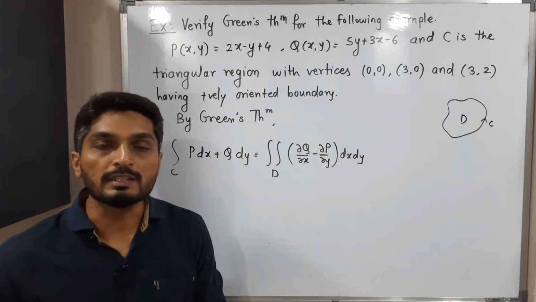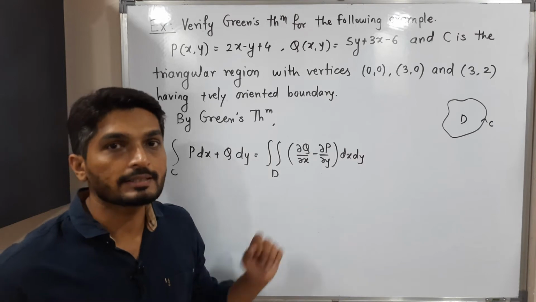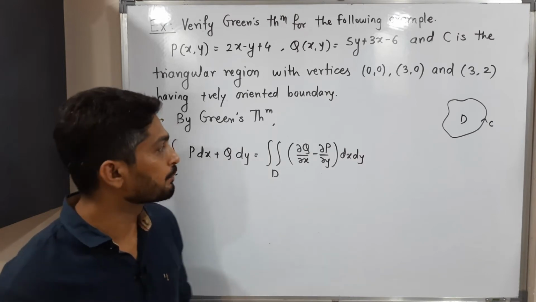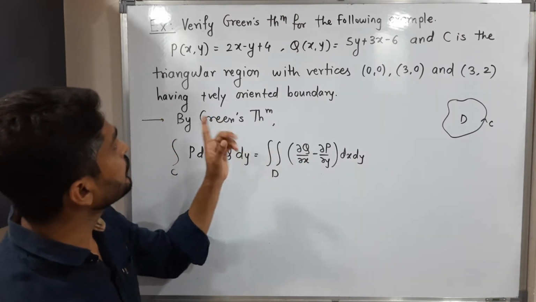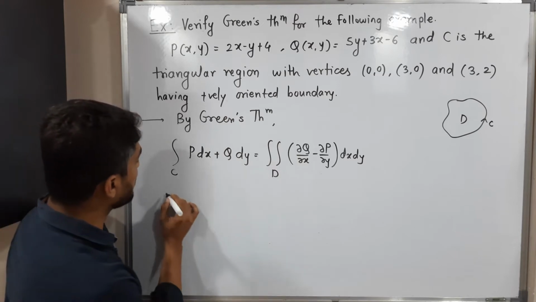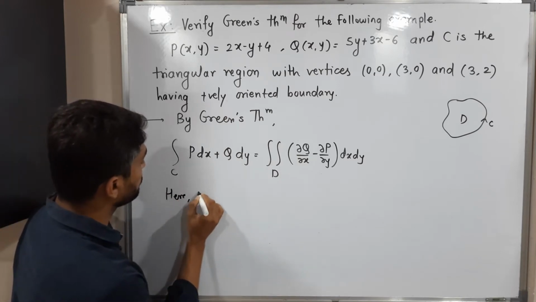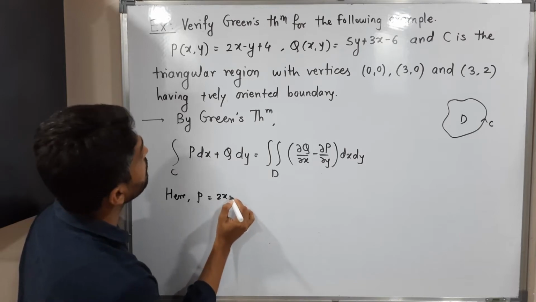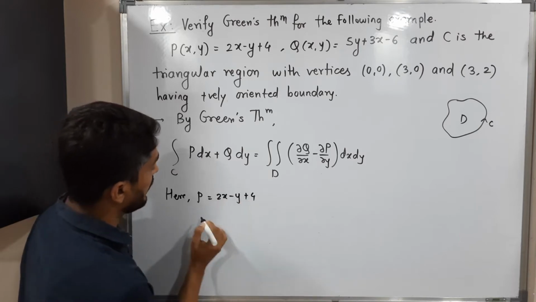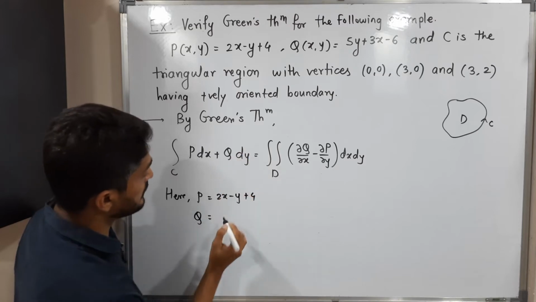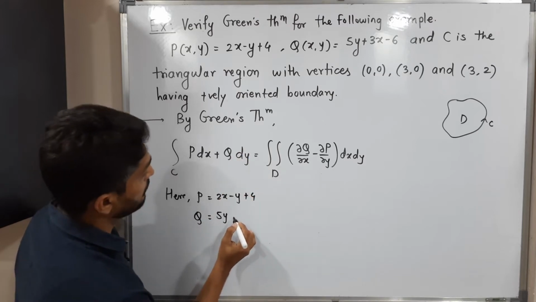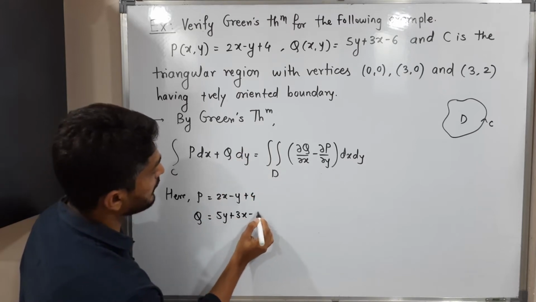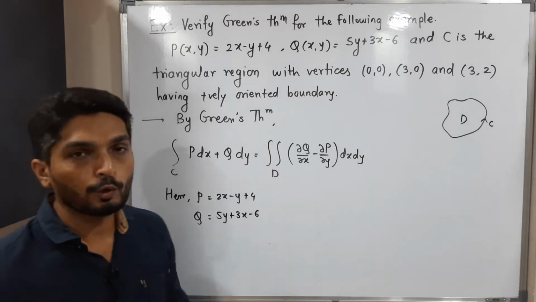So what will we do? We will start to work on the right hand side first. Let us find its value. See, P and Q are given to us. So let me write here P. What is our P? P of x, y is 2x minus y plus 4, and our Q is 5y plus 3x minus 6. Here we want partial derivatives.